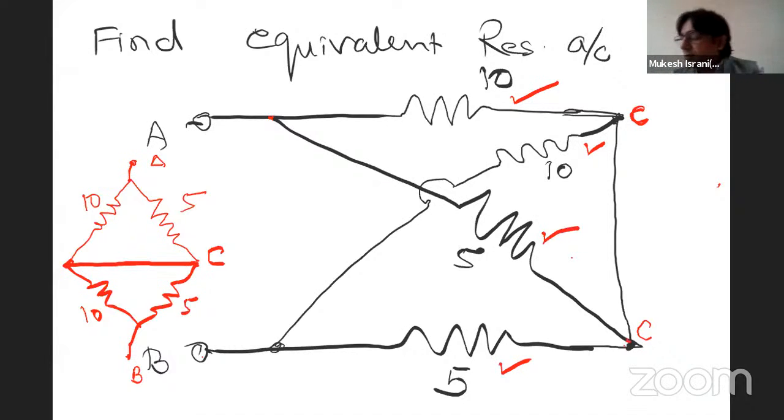Tell me, students, is it the same sum we just now did? Is the sum exactly the same sum that we just now did? And what is the answer we got for the sum? 10 and 5 were in parallel, and the whole thing was in series. So this sum and the previous sum that we did, only rearrangement gave me this new figure, and my answer is still 20 by 3, right?